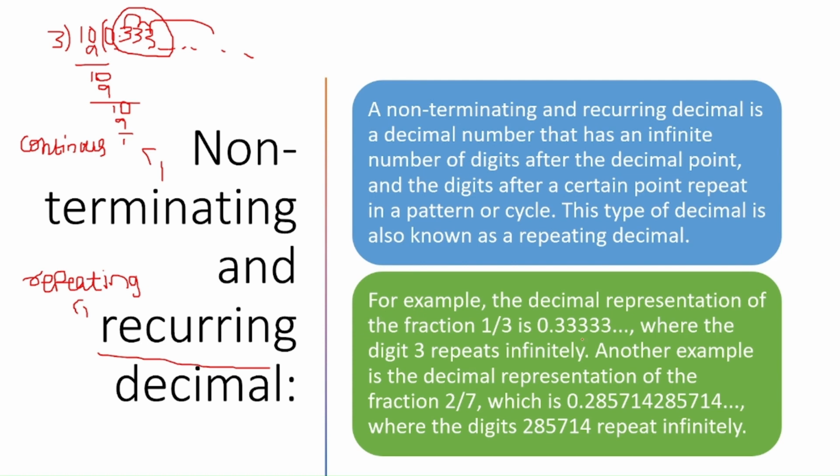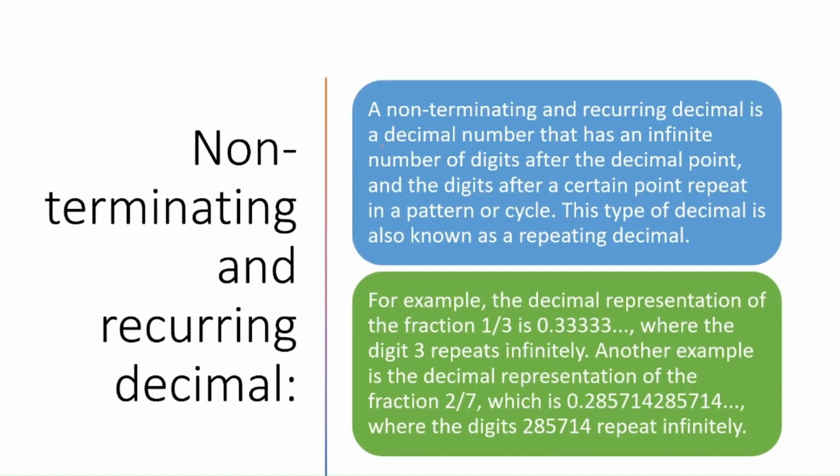Here 1 by 3 is 0.333, where the digit 3 repeats infinitely. And here is another example, 2 by 7. 2 is divided by 7 and we get a quotient of 0.2857. Here it is non-terminating, and 28571 is repeating continuously after a certain number of digits. So the digits 28571 are repeating infinitely. So 2 by 7 is a rational number, and it is in the form of a non-terminating and recurring decimal.